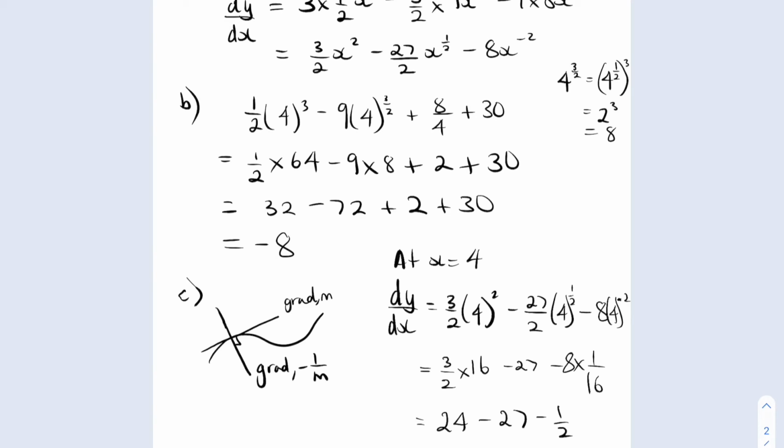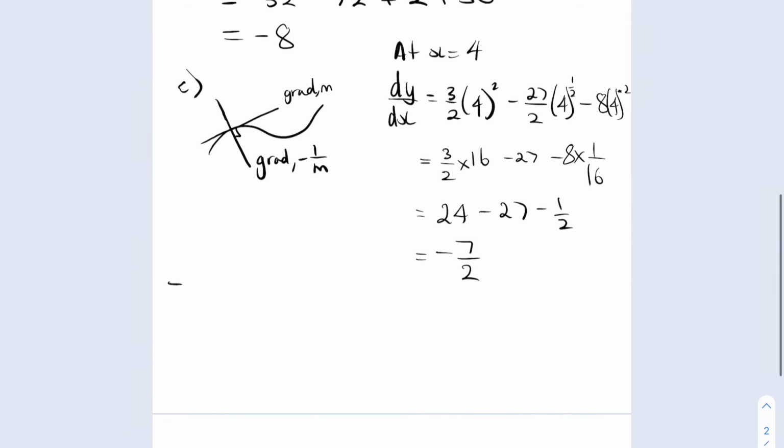So I have the gradient of the curve at x equals 4. So I have the gradient of the tangent to the curve at x equals 4. And I have to do minus 1 over this. Minus 1 over minus 7 over 2, to find the gradient of the normal. So multiply top and bottom of this by negative 2 becomes 2/7. Right, so the gradient of my normal is 2/7.